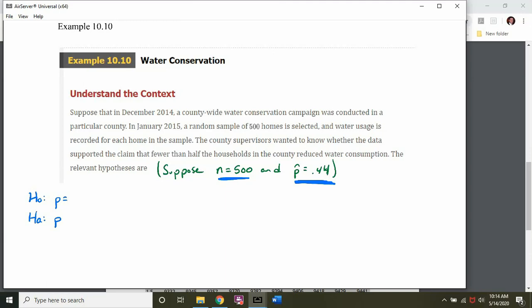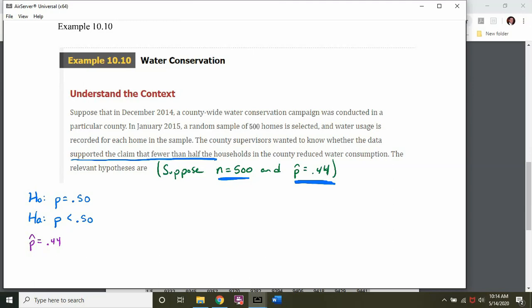So going back to the words, the county supervisors wanted to know whether the data supported the claim that fewer than half. So that's our alternative hypothesis. Is the proportion less than half, less than 0.5? So we're going to assume the true proportion is 0.5. Now, I'm telling us our p-hat value here was 44%. And our sample size is 500. So let's go into stat tests.